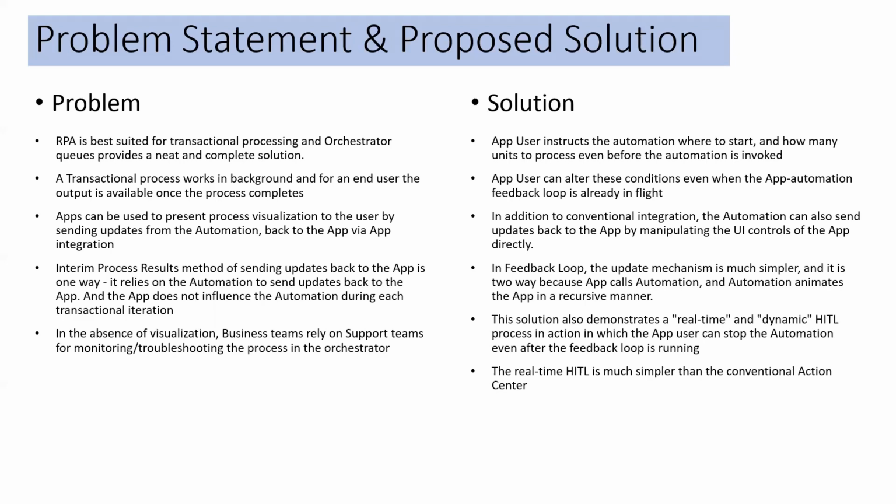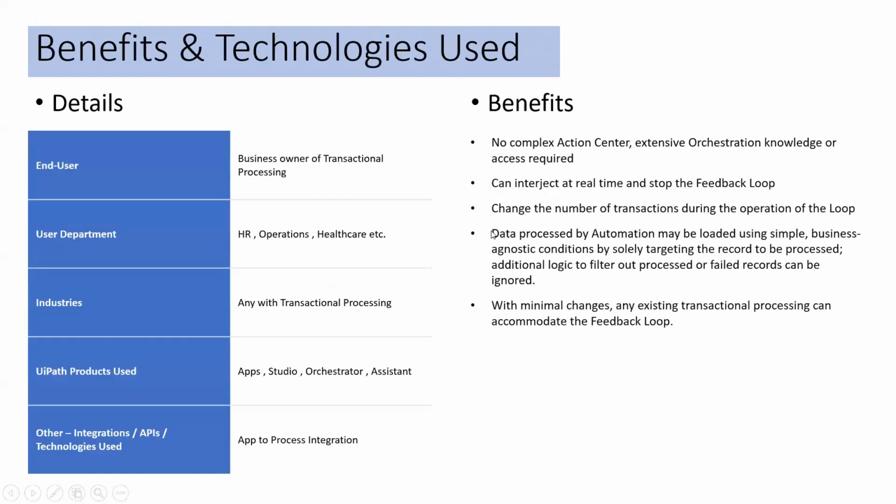So I hope, guys, you understand what the solution and the problem statement were. Let us quickly go to the next slide, where we talk about who could be the business user. It could be any business user, as Andy has told, who has transactional business processing. He can be in any department: HR, operations, healthcare, service, technology. Wherever you have transactional processing, you could fit this solution.